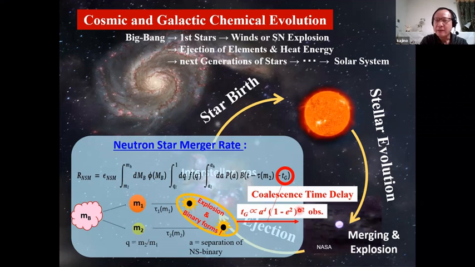How to estimate this time delay? It is very, very important because we know today's r-process elements. But if binary neutron star mergers are a site, there is a time delay. How to estimate that time delay?